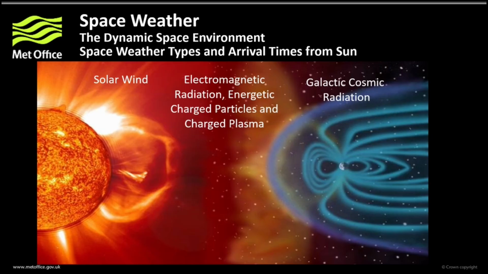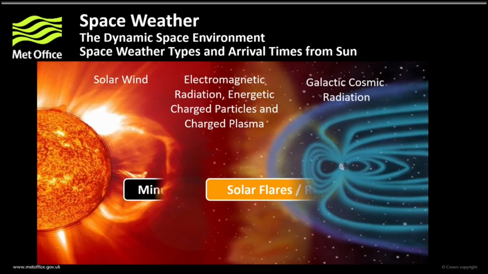There is also a background level of constant radiation known as galactic cosmic radiation, which is mentioned there as well. But by and large, when we're forecasting, it is the activity on the sun which has got the biggest impact on us here on Earth. So that's what we're focusing on. So different types of space weather take a different amount of time to arrive at Earth after occurring on the sun, and they can have different impacts. So I'll go through them quickly here and then go into the impacts in some coming slides.